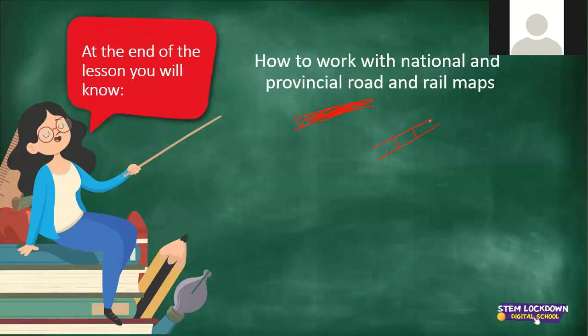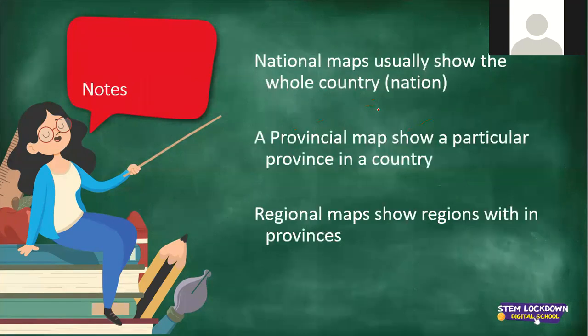Basically, alternating bands of black and white. So this will be your railway line. So this is rail, obviously for trains, and a road, obviously for cars. So we're looking at provincial and national maps. National maps usually show the entire country, that's why they're called national maps. And the provincial map shows a particular province in a country, like Gauteng, Limpopo, Western Cape, and so on.